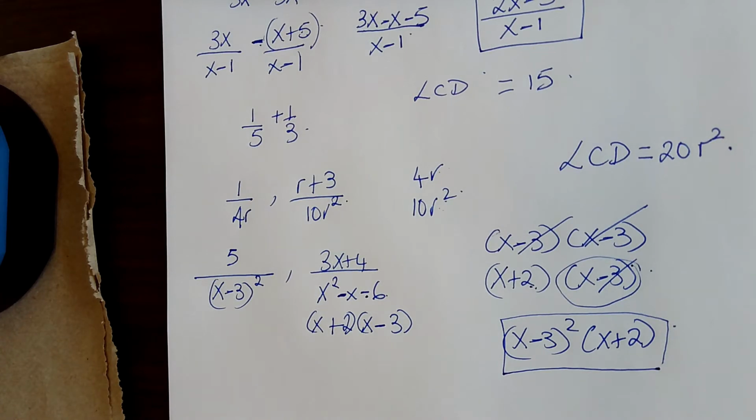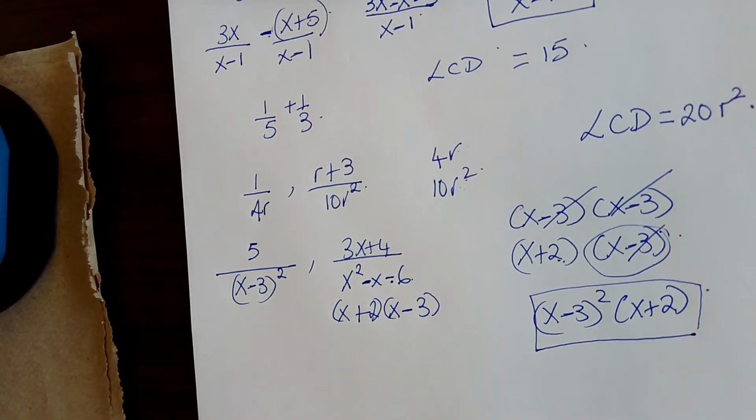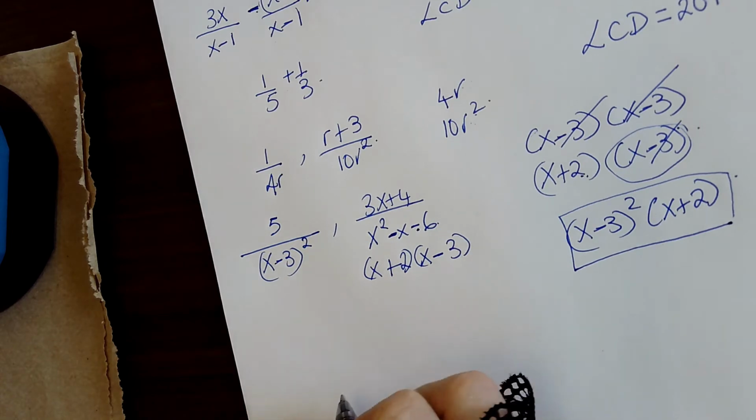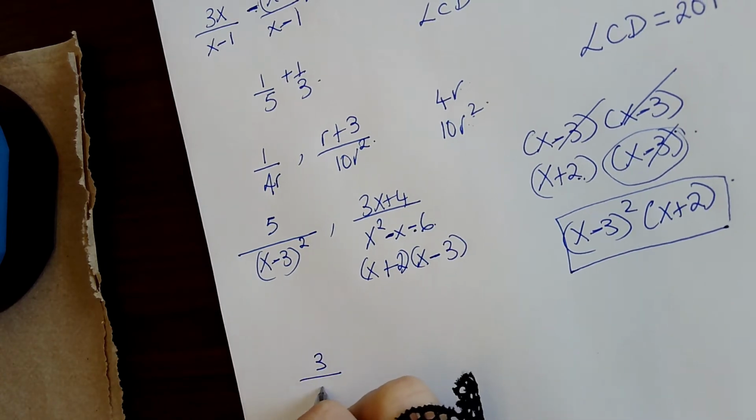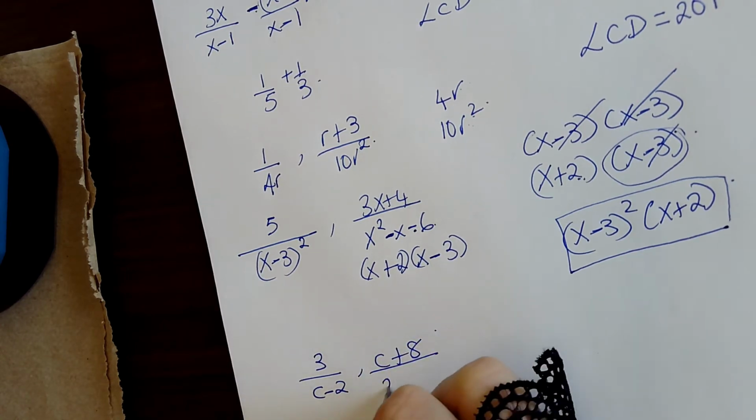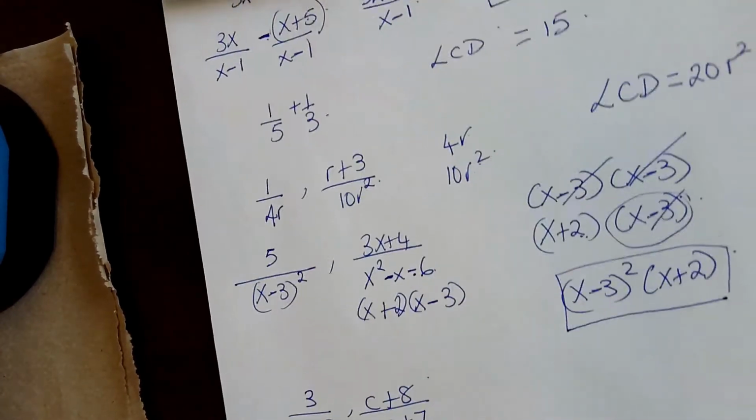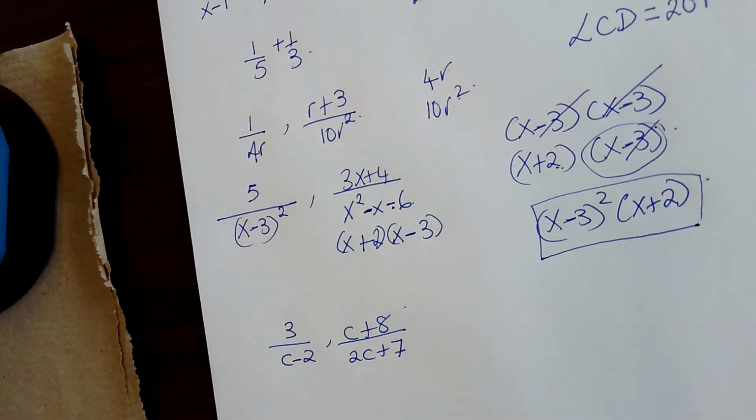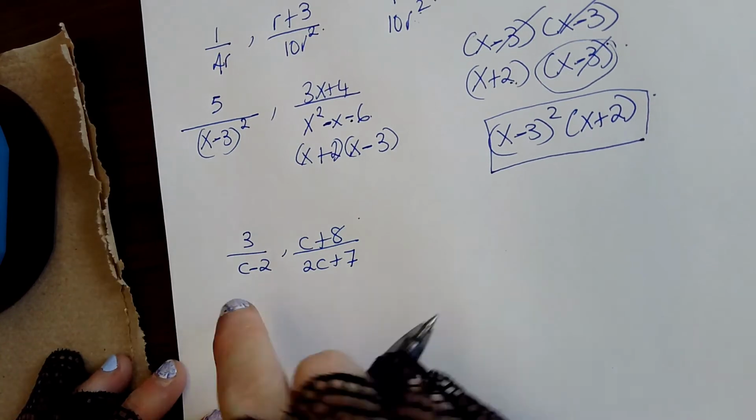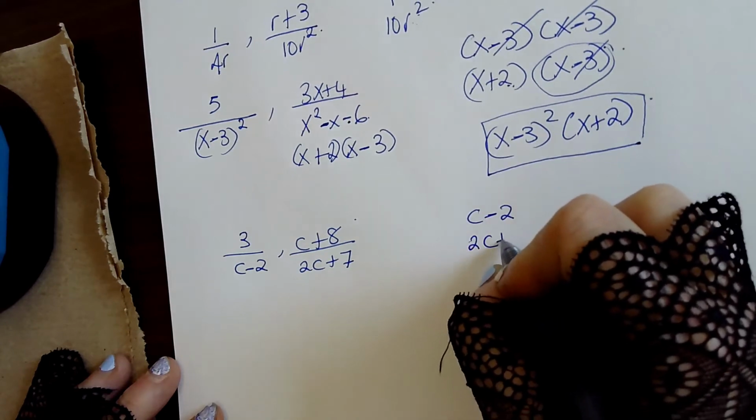It's huge because if you understand that, then we're going to be able to add fractions with unlike denominators, all right? So let's try to find one more. So here we go. 3 over c minus 2, comma, c plus 8 over 2c plus 7. All right, so let me go ahead and move this down here. Okay, so I'm looking here. I've got a c minus 2 and a 2c plus 7.